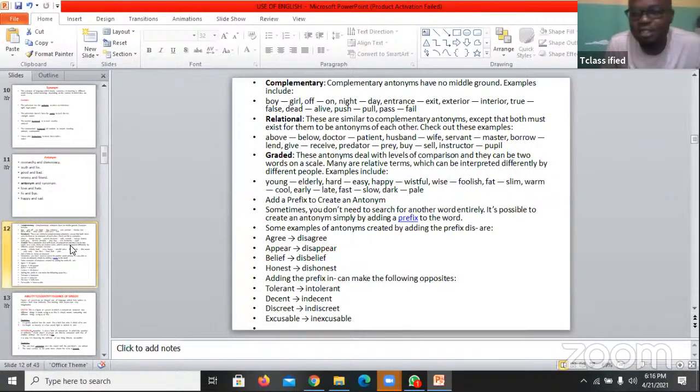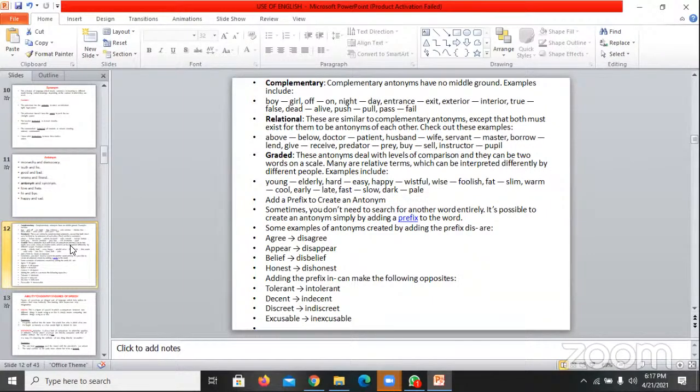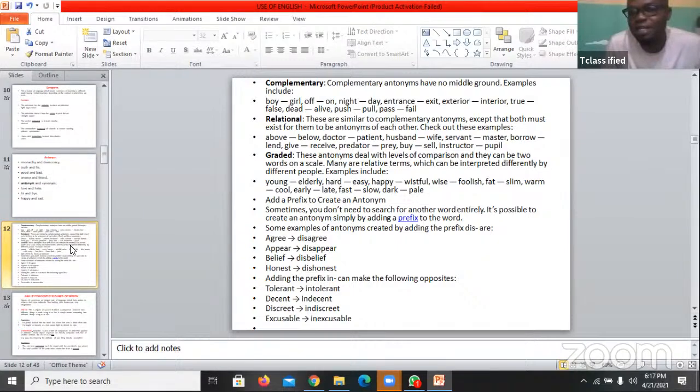So these antonyms can also be classified under complementary, relational antonym, or graded antonym. For complementary, you can have something like a boy. The complementary antonym of a boy is a girl. It's either something is off or on. It's either day or night. It's either entrance or exit. It's either exterior or interior. It's either true or false. It's either dead or alive. It's either you push or you pull. It's either you pass or you fail. So those are known as complementary antonyms.